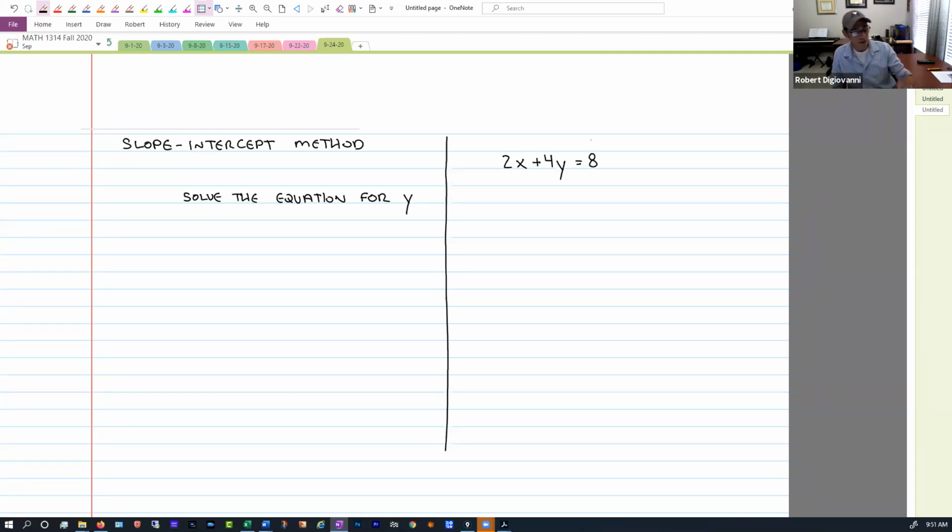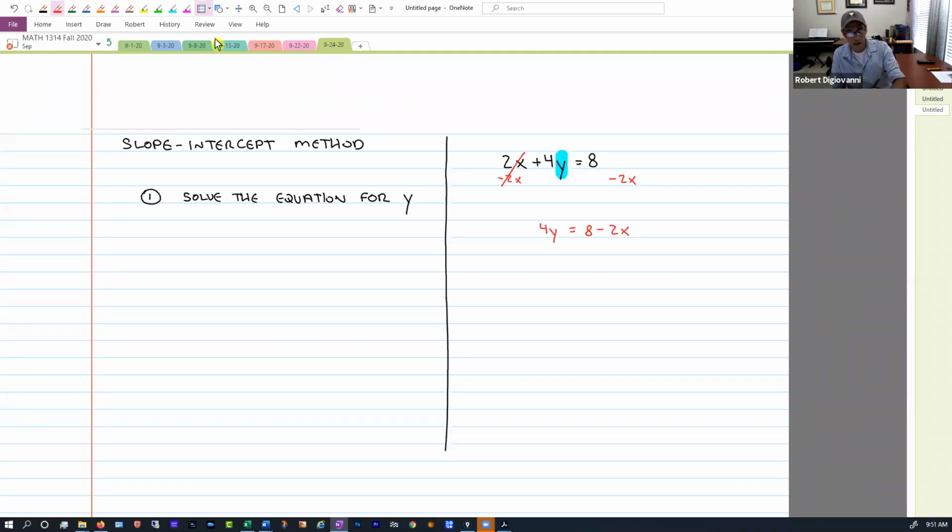So for this, the first step for the slope-intercept method is to solve the equation for y. So that means I need to look at this equation and get this y by itself. And to get it by itself, I have to go through a process of isolating it. So I will first subtract 2x from both sides. When I do that, I get 4y equals 8 minus 2x. So all I did was subtract 2x on both sides.